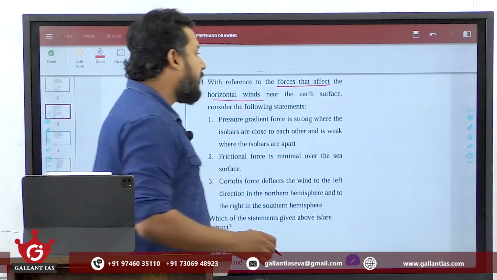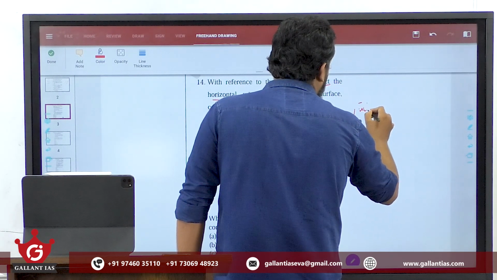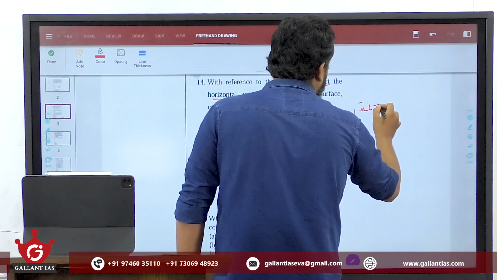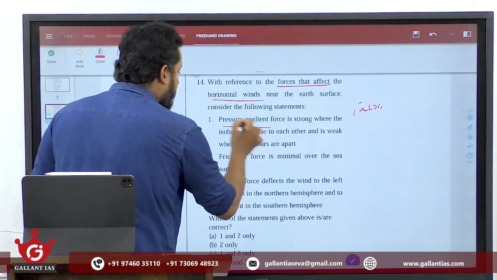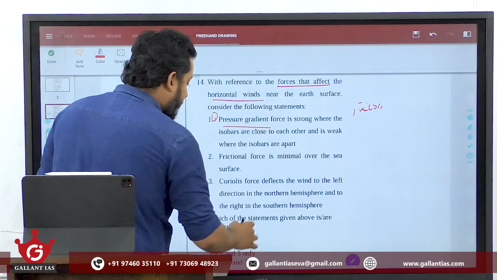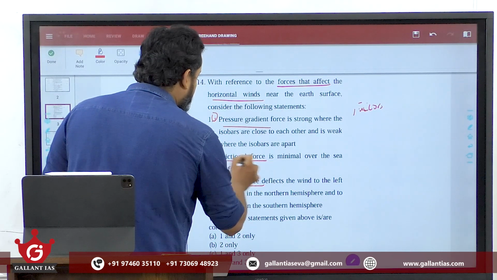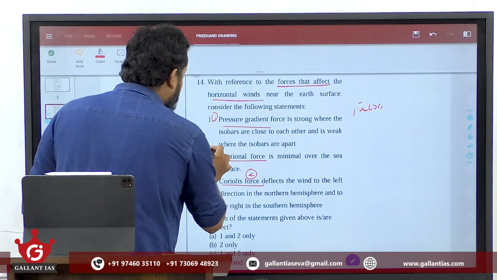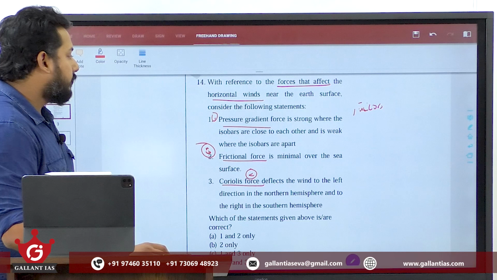If you see the factors affecting wind, we have three major factors. One is the pressure gradient. This is the first factor. Second factor is the Coriolis force. And third factor is the frictional force or the frictional drag. So basically the question is regarding the three factors affecting wind.